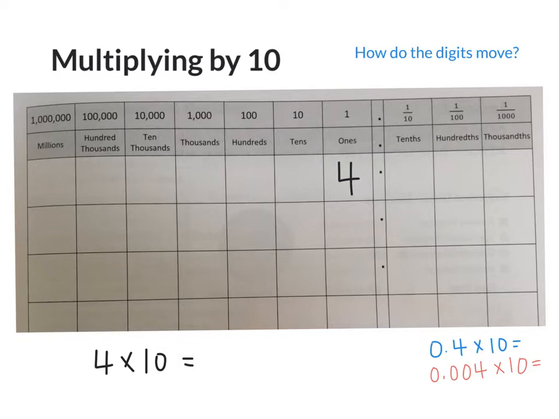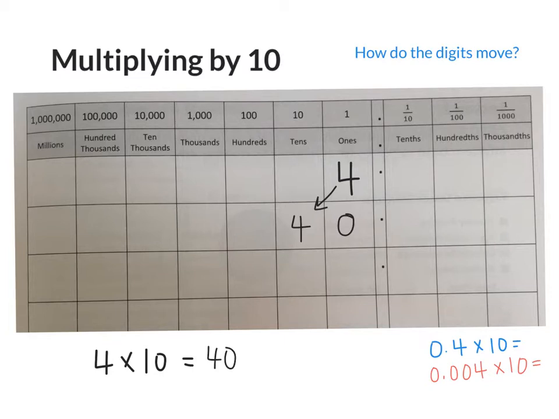Now, if I want to make this 4 10 times bigger, do I need to move it to the left or to the right? Left. So I can show it by going like this. I move it 1 time to the left to multiply it by 10. And now my 4 is in the tens column. So how can I show that it's worth 4 tens? I need to plug in a placeholder 0 in the ones. So what's 4 times 10? 40. Okay.